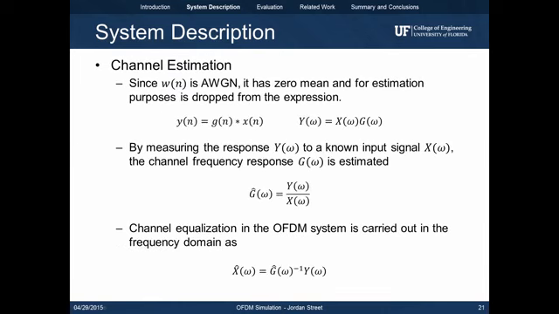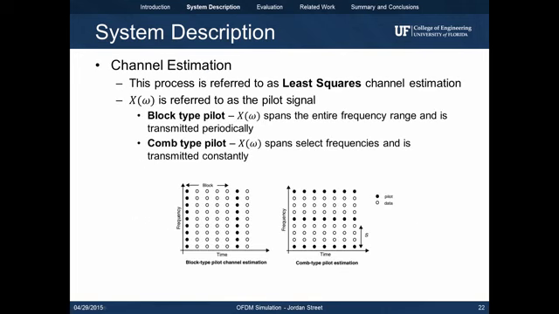To combat the effects of multipath fading, we estimate the channel in the following manner. We first drop the noise term since it's zero mean, and we move the expression to the frequency domain. By propagating a known signal, X of omega, we can use the output Y of omega to estimate G of omega. With an estimate of the channel, we can then estimate the original OFDM signal as G of omega inverse times Y of omega. This process is referred to as least squares estimation.